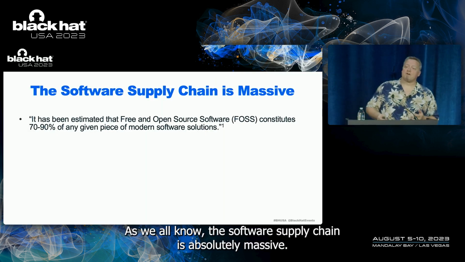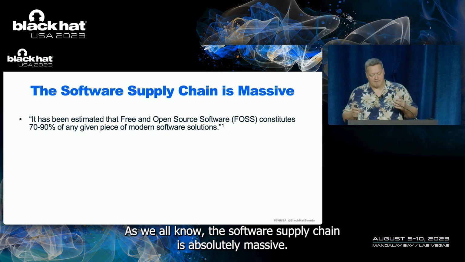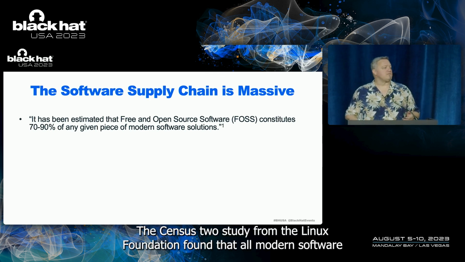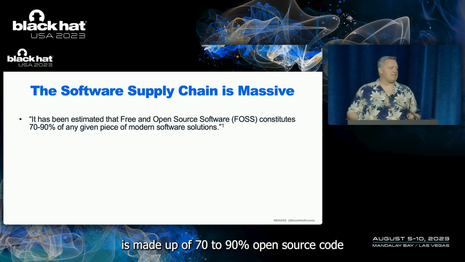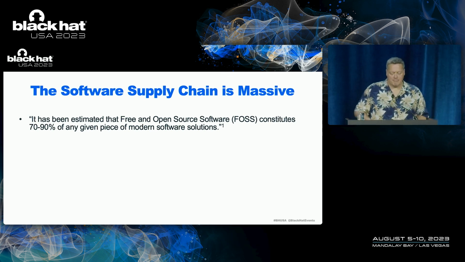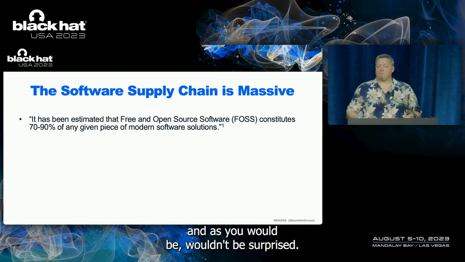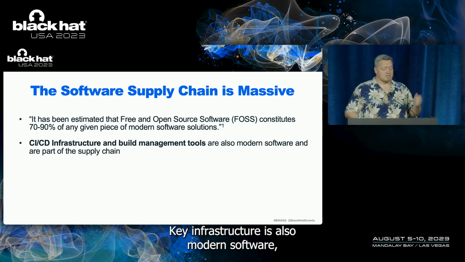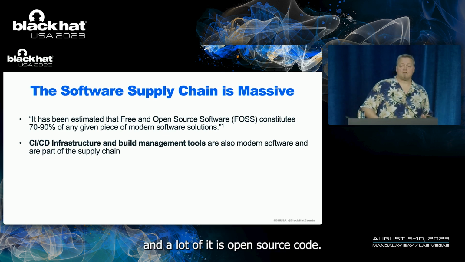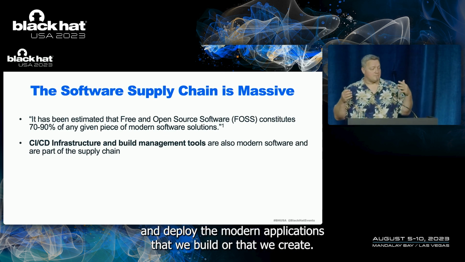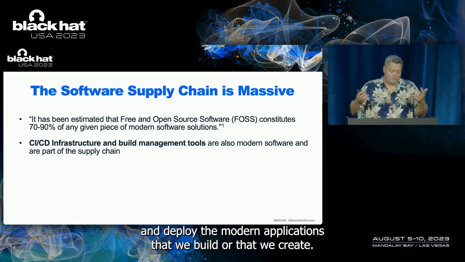As we all know, the software supply chain is absolutely massive. The Census 2 study from the Linux Foundation found that all modern software is made up of 70 to 90% open source code. And as you wouldn't be surprised, CI/CD infrastructure is also modern software, and a lot of it is open source code. It's how we build and deploy the modern applications that we create.